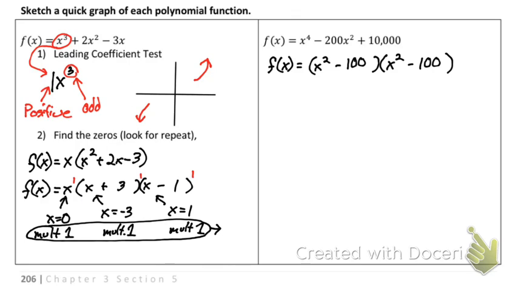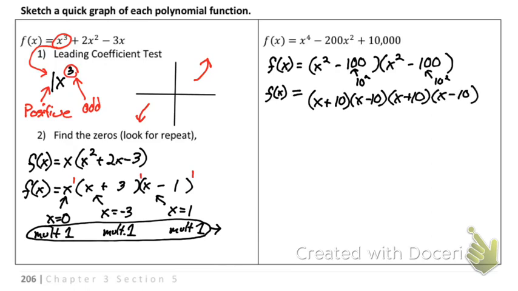All right, we do have to go a little further though. We do have to recognize that this is a difference of squares because 100 is 10 squared and this is 10 squared. So a difference of squares would boil down to x plus 10 times x minus 10 times x plus 10 times x minus 10. I want you to finish this off.